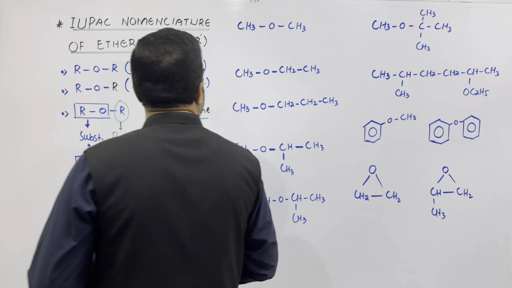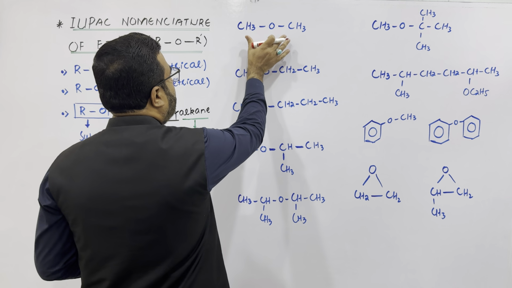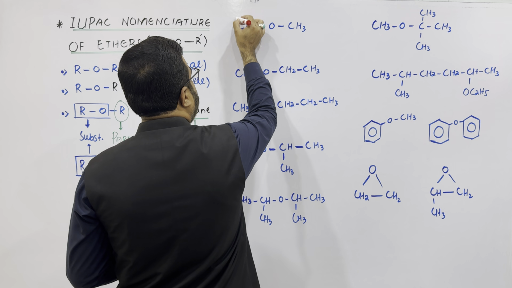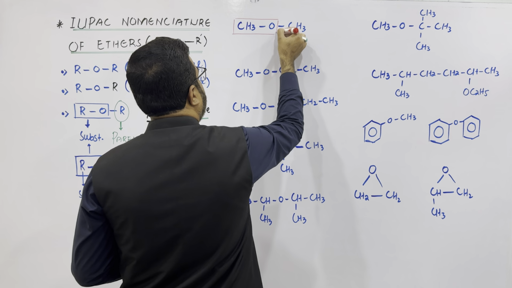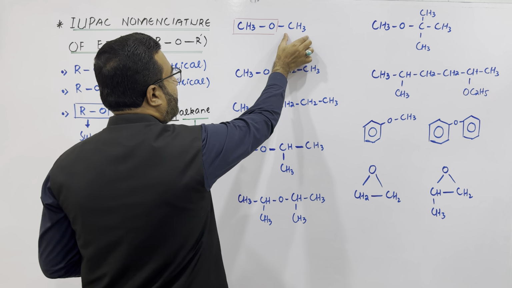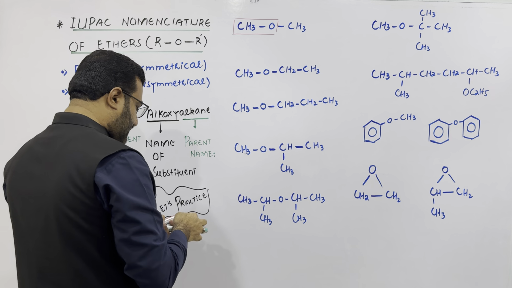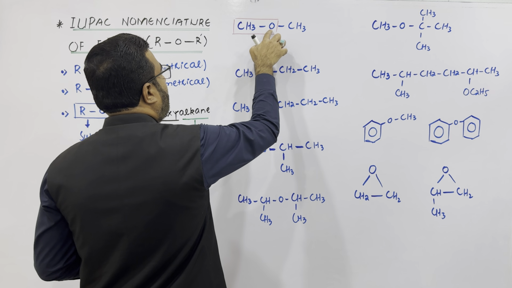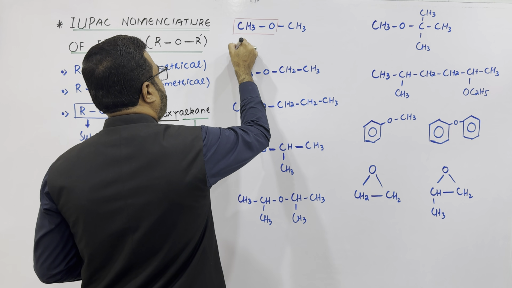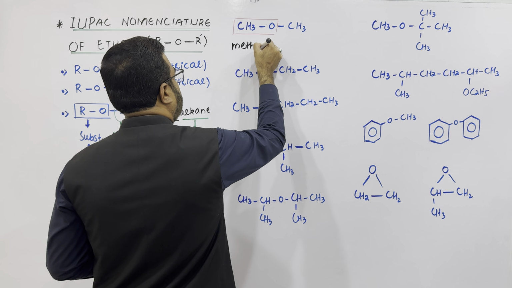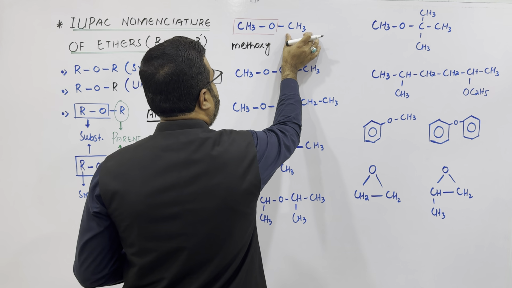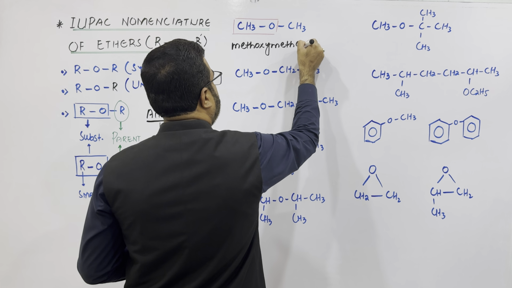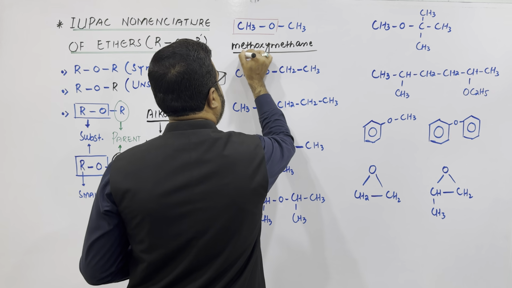My dear students, in this first example, you can see that both the alkyl groups are the same. So it is an example of a simple ether. In this case, you can select any one of the alkyl groups with oxygen as the substituent, and the other alkyl group will serve as the parent. Now, in this case, this one is methoxy, and this parent has only one carbon atom in it. So it will be called methane.